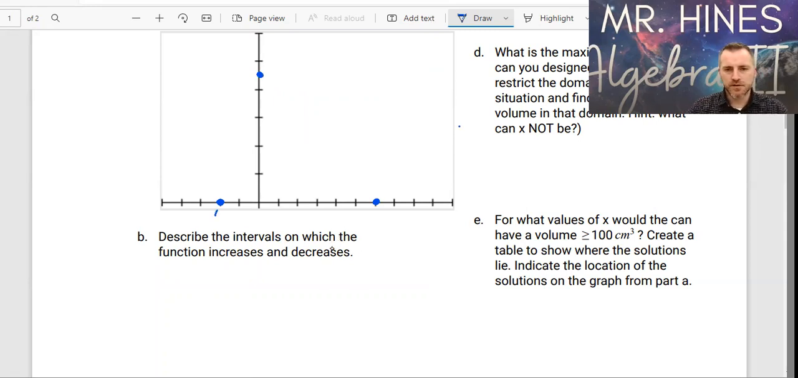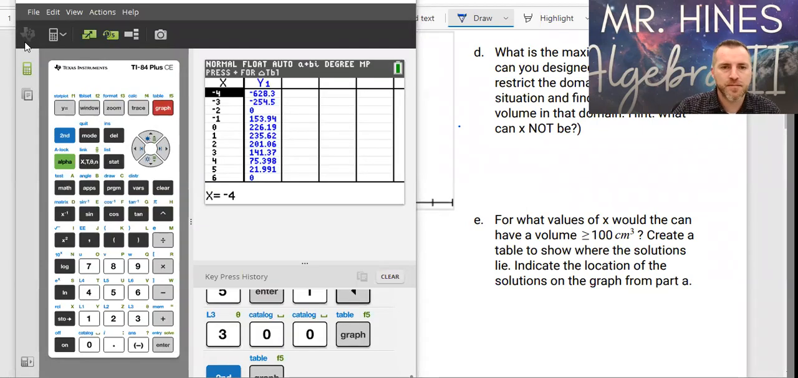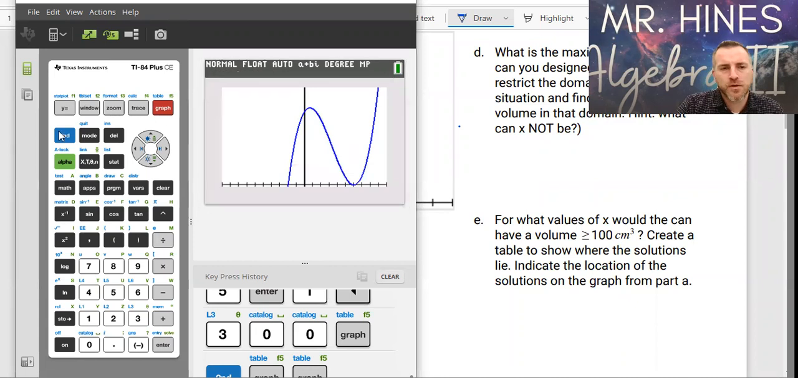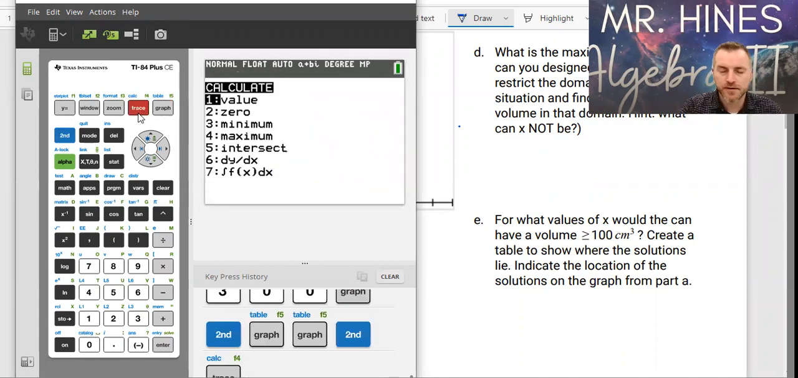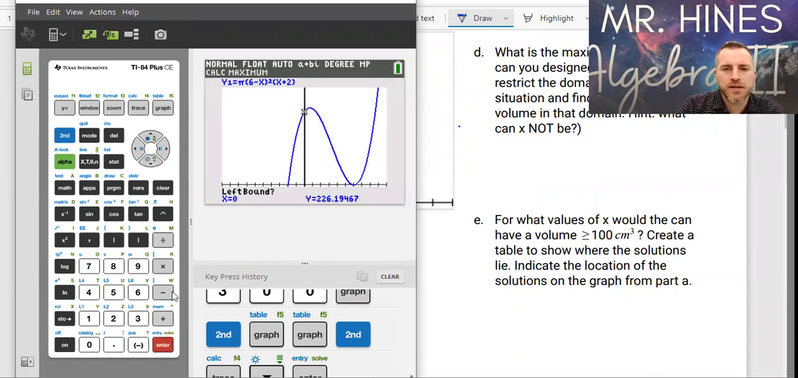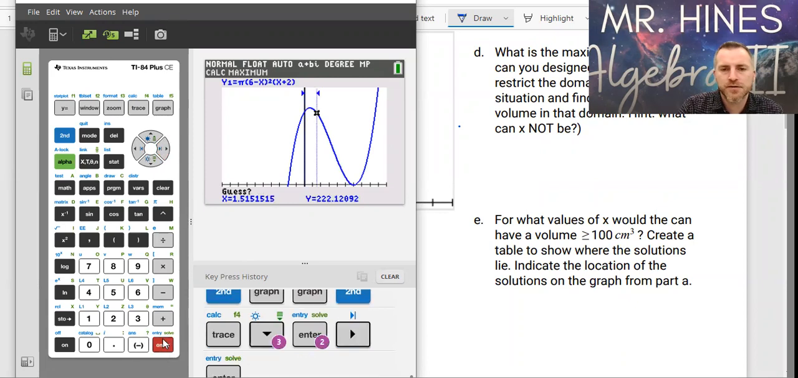So the function starts down here, goes up through that point. We're going to find the rest. We want to find that maximum point. We're going to hit second and trace, where all the good stuff is in the graph world. We want to find a maximum. That's number 4. It says left bound, and we already are on the left side of that 0. So we hit enter. Zoom over to the right side of it, hit enter a third time, and it tells us x is about 2/3. The y value is 238.